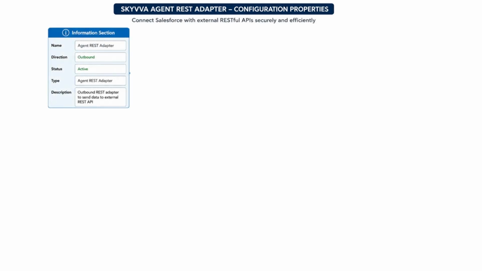This diagram shows the SKYVVA Agent REST Adapter configuration and processing flow. It explains how Salesforce connects with external REST APIs securely, sends data, and processes responses in real time or asynchronously. Step 1 is the information section. Here we define the basic setup of the adapter, like name, direction, status, type, and description. This section defines the identity and basic configuration of the Agent REST Adapter.